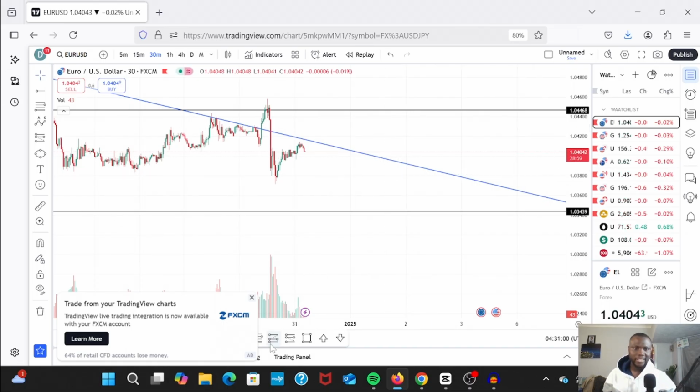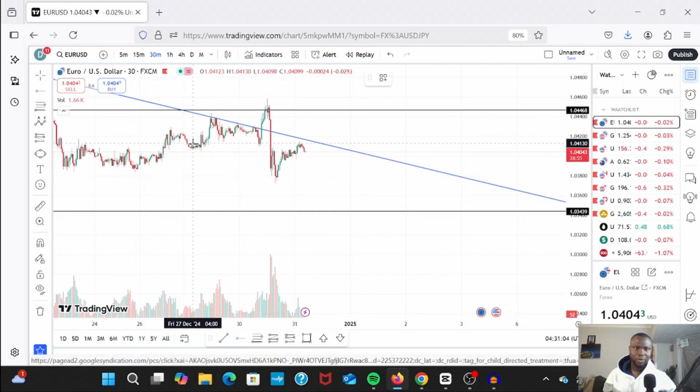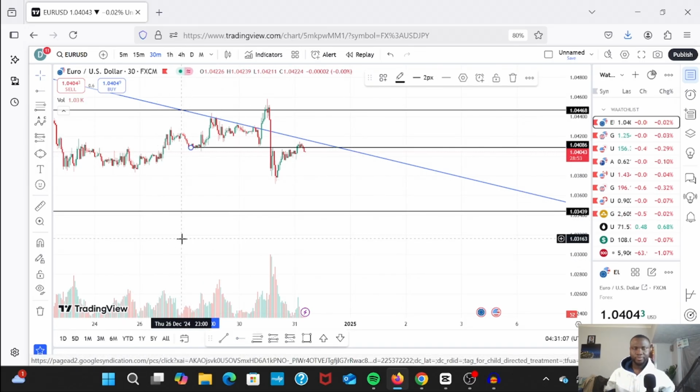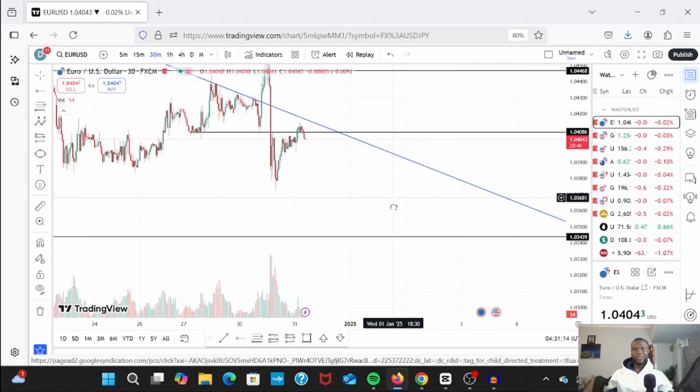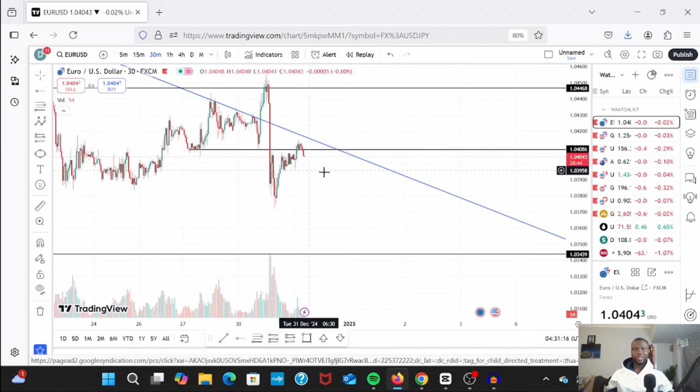Now, let's take our tool here and come to this point. You can see that there was a resistance at this point. There was a resistance at this point. The market could not go above.